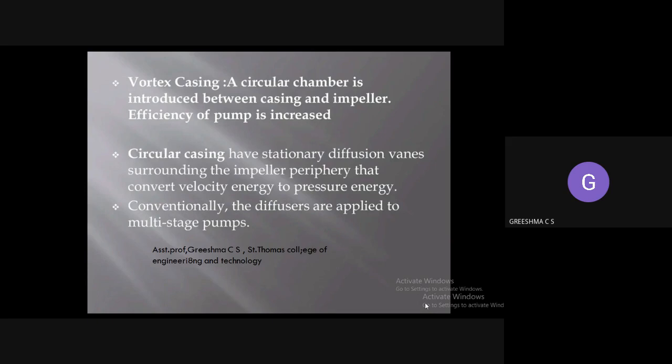The circular casing will be surrounding the periphery of this impeller, and it will be converting velocity to pressure energy. Again, this is not used for larger heights or large projects. It can be used only for smaller projects, which means water can be pumped only to smaller heights. So these are the three types of casings used based on the height to which the water can be pumped.